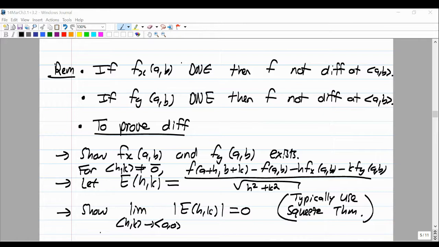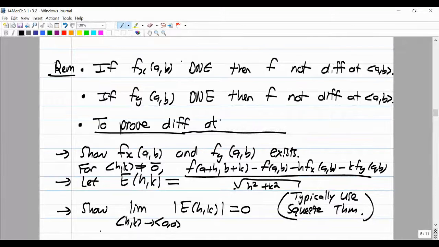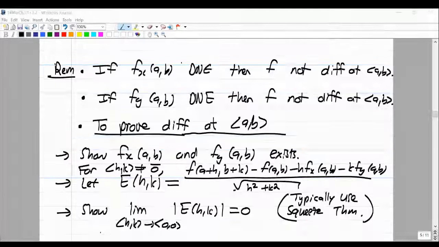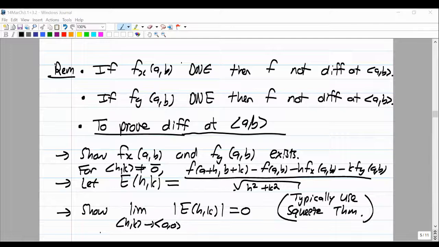So if you want to prove differentiability at the point (a, b), can I get a smiley face that you see the following three steps? You show that the first order partials exist at that point. Then you define the crocodile. Then your goal is to show that the limit of the absolute value of the crocodile is zero. You typically use the squeeze theorem.